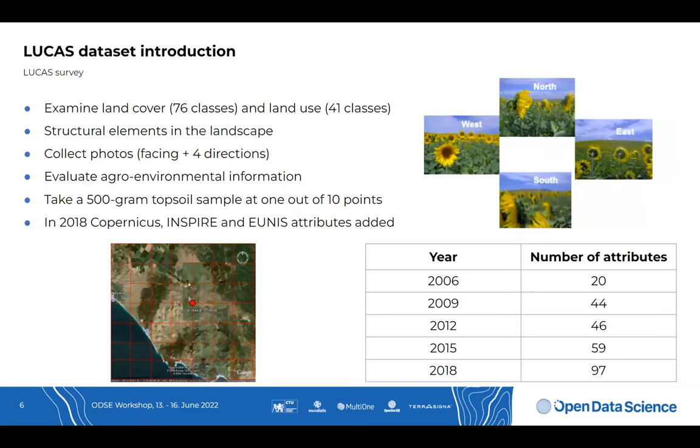Okay. So what kind of information can you find in the LUCAS data set? The main goal is to evaluate land cover and land use classes. LUCAS is using its own nomenclature. It's hierarchical, so there are three levels. On level three, there are 76 land cover classes and 41 land use classes.